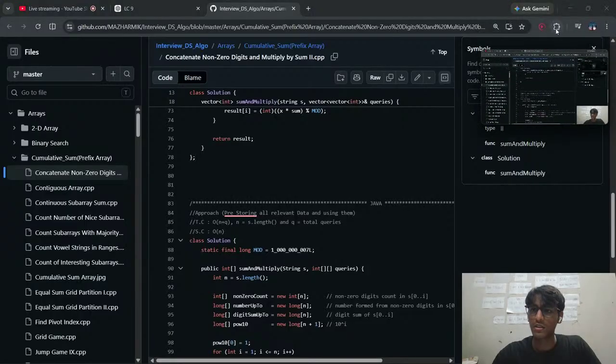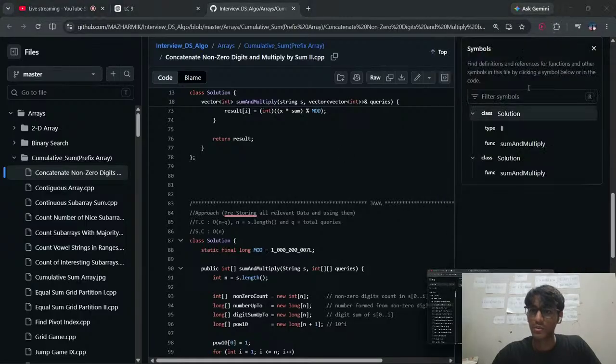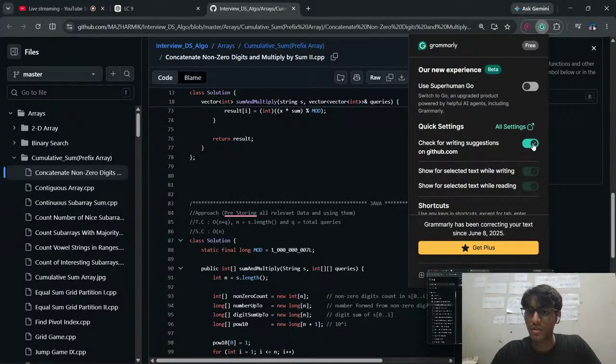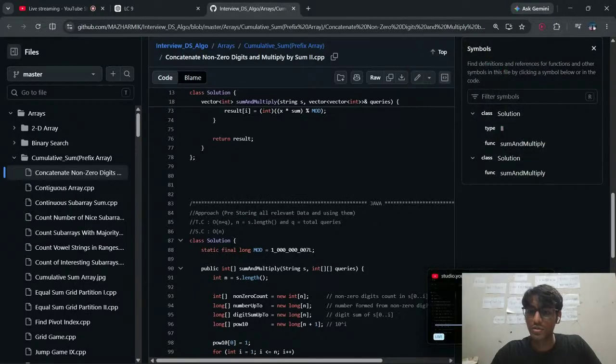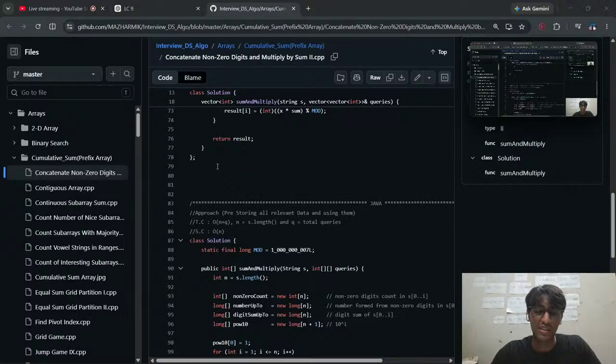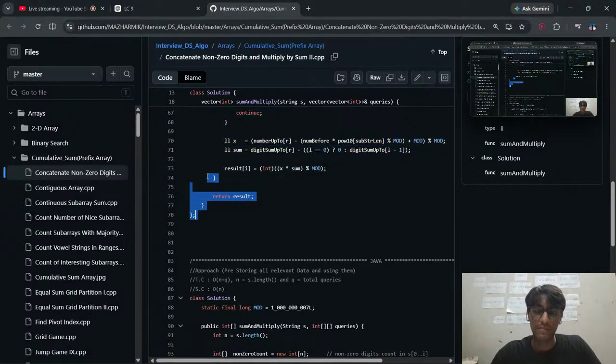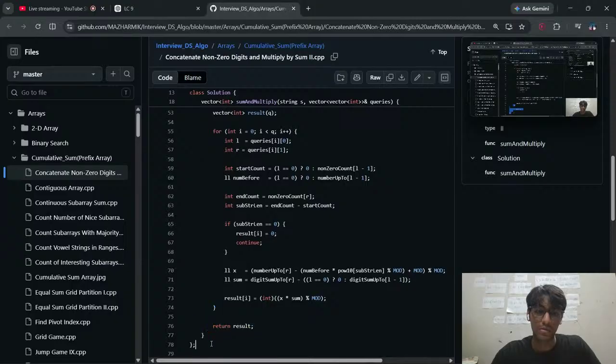Fuck you, Grammarly. We don't want you around, Grammarly. You are annoying, Grammarly. Who wants to check for English on GitHub? Grammarly, you are dumb. Why doesn't it go up?